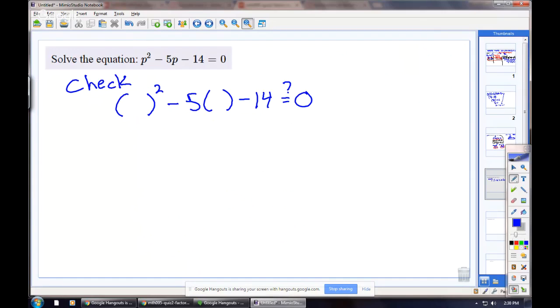In this case, what are we plugging in? First, we'll plug in the -2. And be careful with your signs. Negative times a negative is a positive. Negative times a negative is a positive. 4 and 10 is 14. Minus 14 is indeed 0. And so that's just what I was hoping for there.